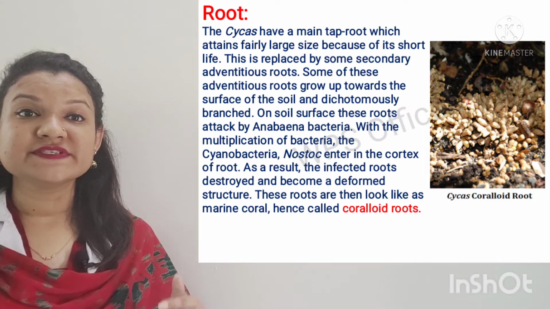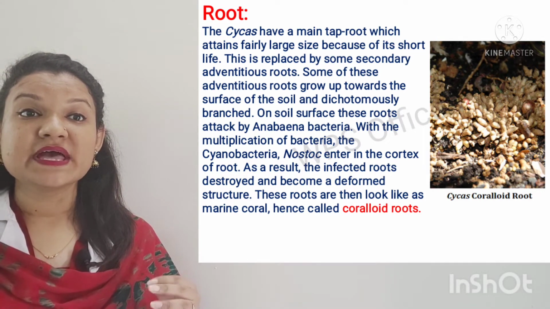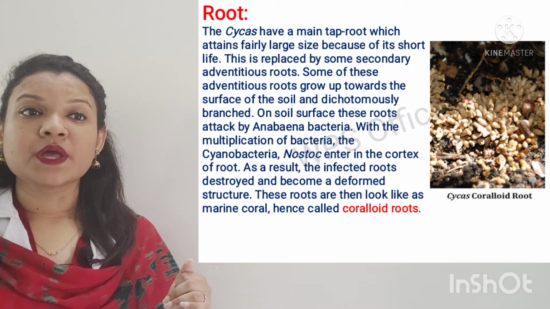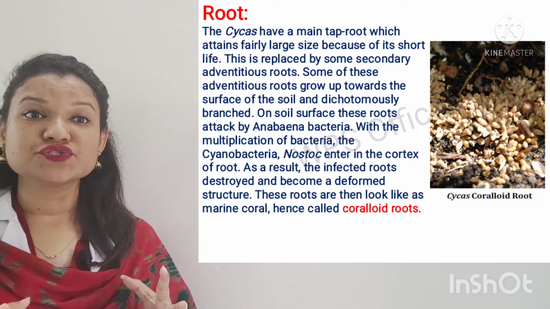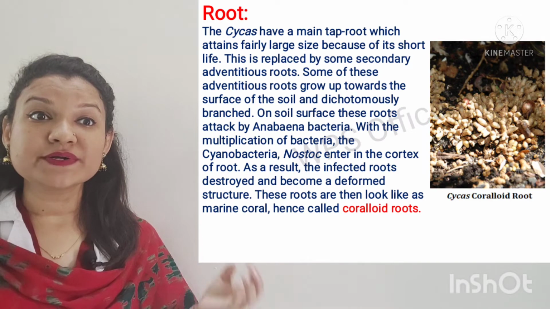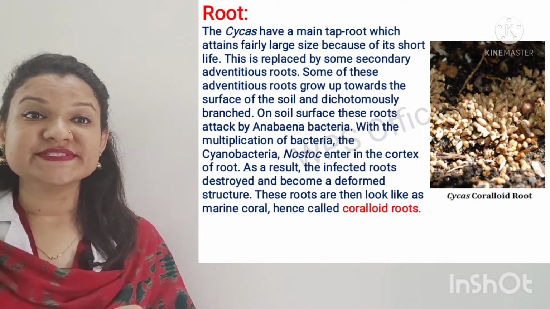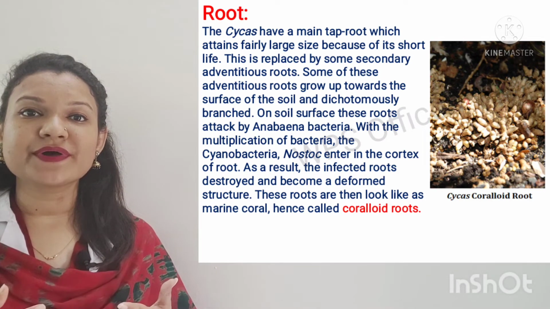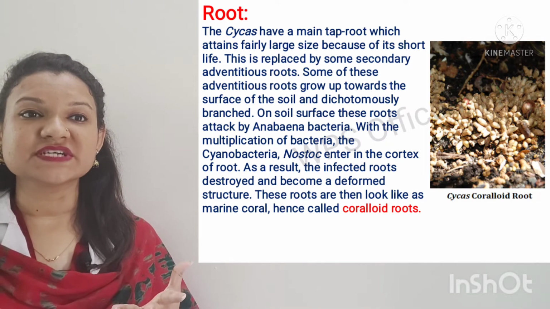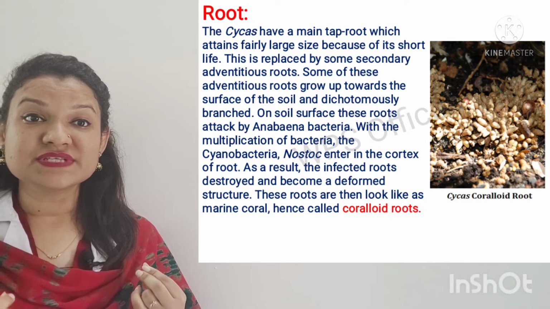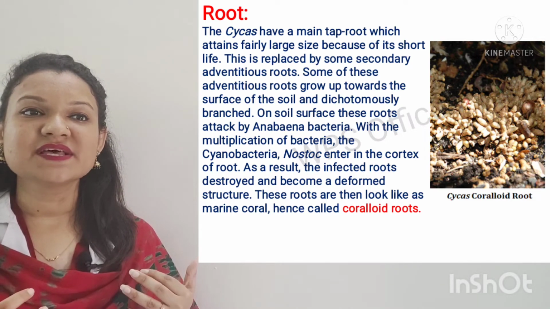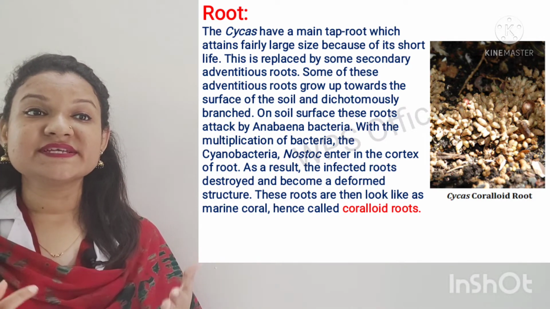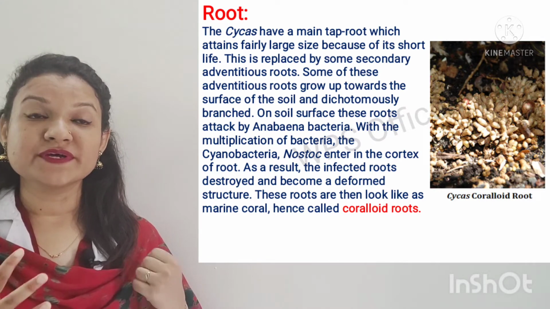On the soil surface, these roots are attacked by Anabaena bacteria. With the multiplication of bacteria, the cyanobacteria Nostoc enter the cortex of the root. As a result, the infected roots are destroyed and become a deformed structure. These roots then look like marine coral, that's why this type of roots are called coralloid roots.